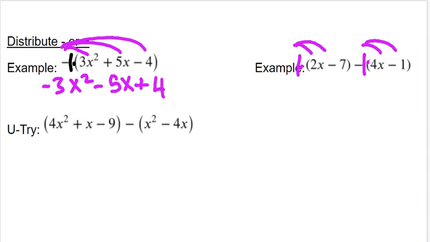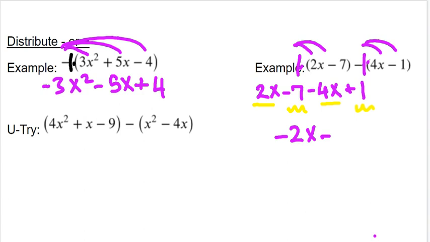I will have 1 times 2x is 2x minus 7. Negative 1 times 4x becomes negative 4x. Negative 1 times negative 1 becomes positive 1. Now I can combine my like terms. Let's identify like terms. Those are like terms, and these two are like terms among each other. So we can combine like terms that will become negative 2x minus 6.